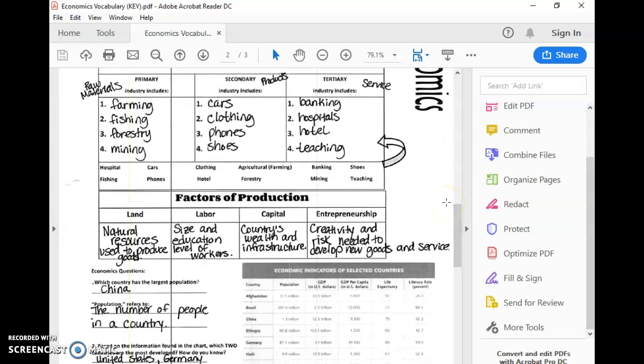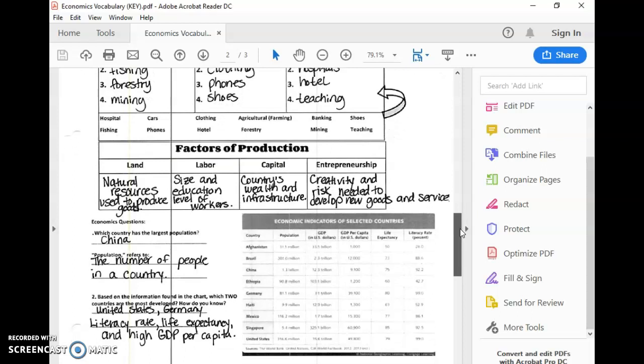With land, you have the natural resources that are used to produce goods. With labor, you have the size and education level of the workers. With capital, you have the country's wealth and infrastructure. With entrepreneurship, you have creativity and risk that's needed to develop new goods and services. Some people who have been entrepreneurs might have been Steve Jobs and Bill Gates when they started up their services with Apple and Microsoft.